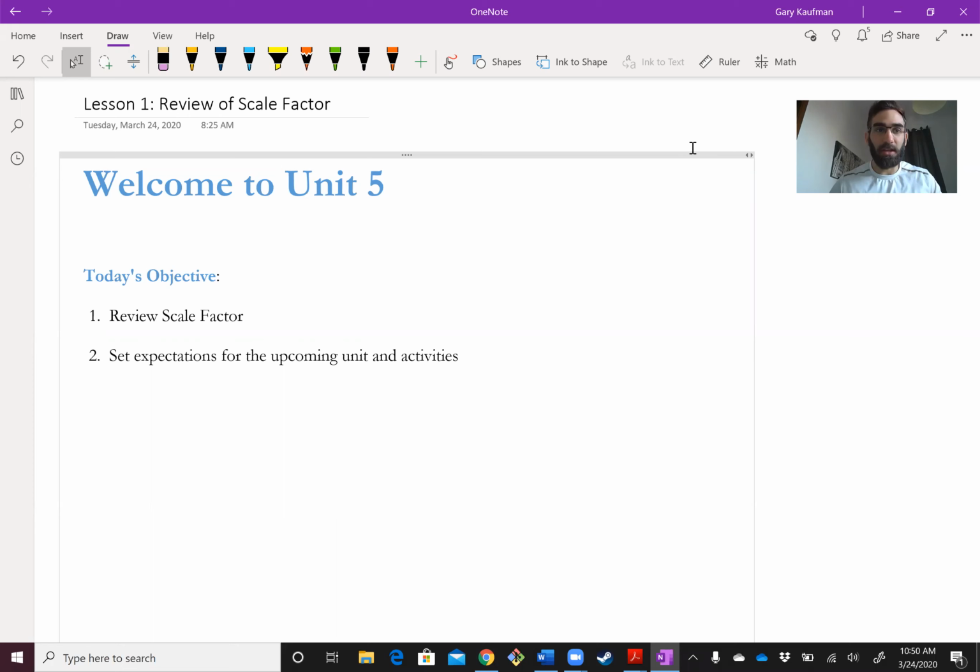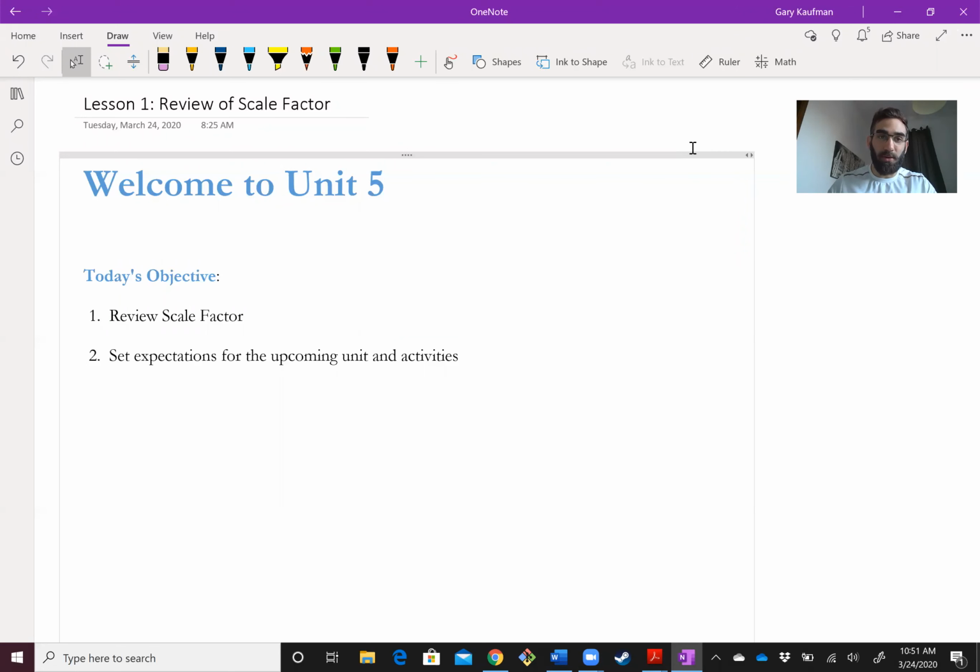Unit 5 is going to be all about geometry, but don't think that we're not going to need our algebraic knowledge. We're going to be applying what we just did in Unit 4, and we're going to be going back to Unit 3, which is with proportions. And that's why this first lesson is actually a review of scale factor, which is where we ended Unit 3 on. I'm also going to set expectations for this upcoming unit and some activities that you're going to be doing.